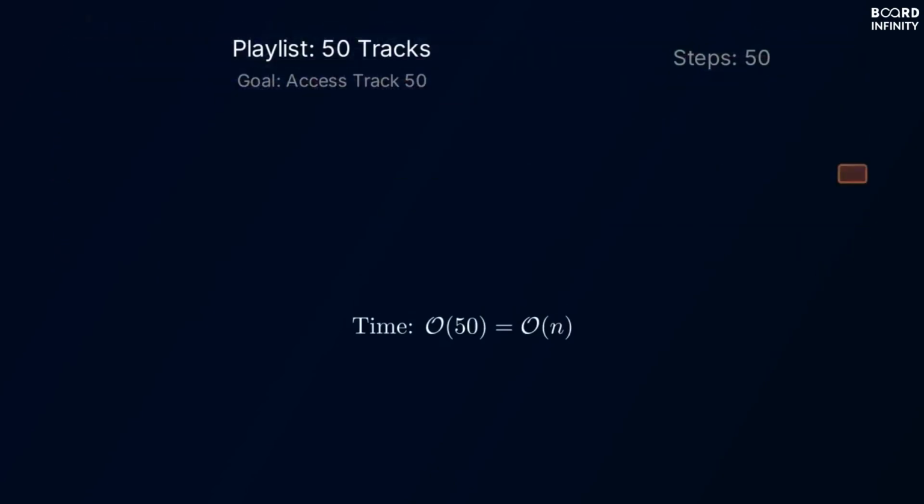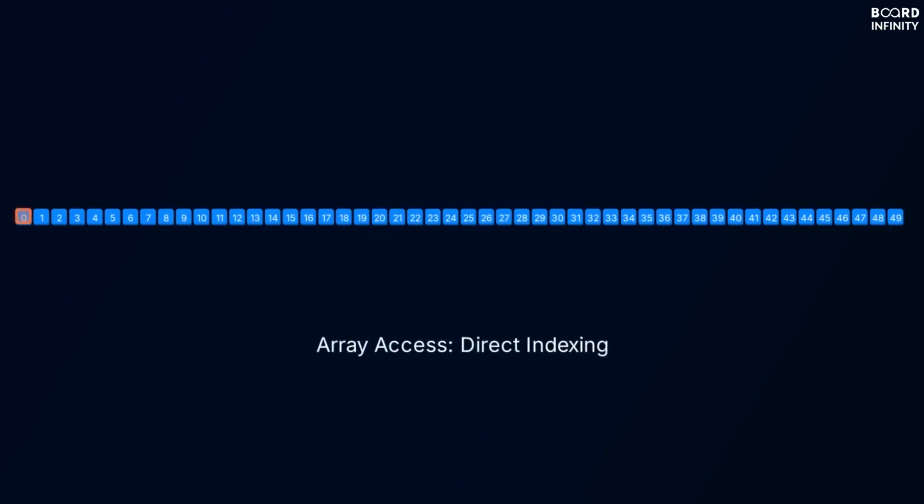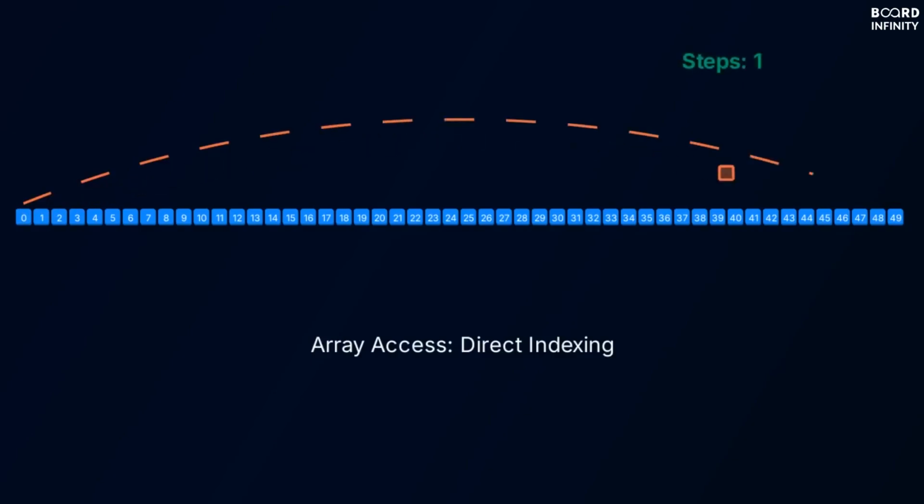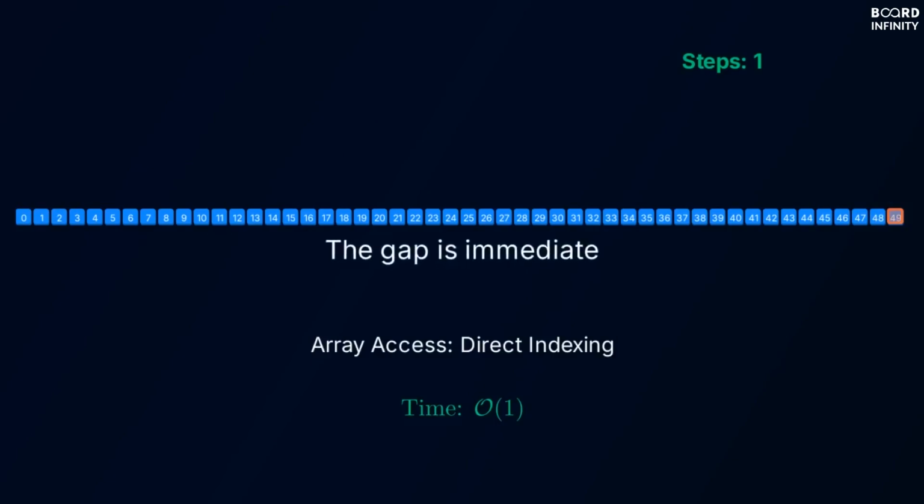This process directly reflects the time complexity of accessing an element in a linked list, which is O(n). In contrast, an array provides direct indexing, allowing immediate access to any element based on its position, without sequential traversal. In an array, you jump directly to index 49 in a single step. The difference is dramatic, highlighting the constant time efficiency of array lookups, which is O(1). Let's visualize this fundamental difference.